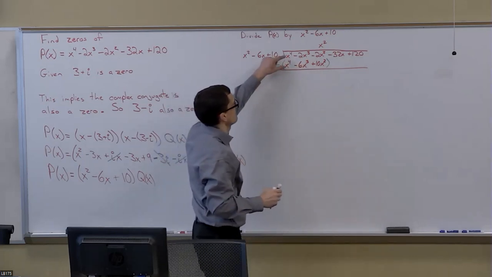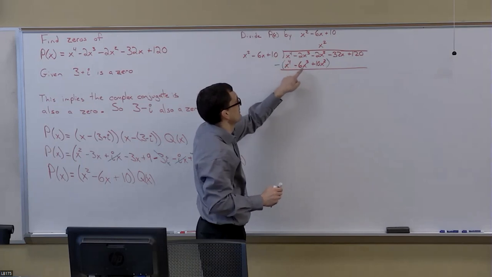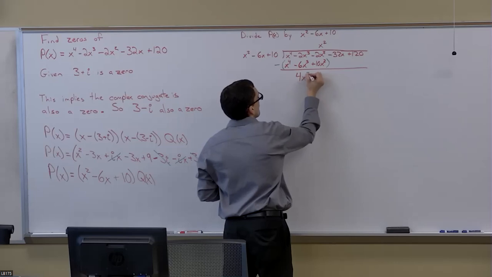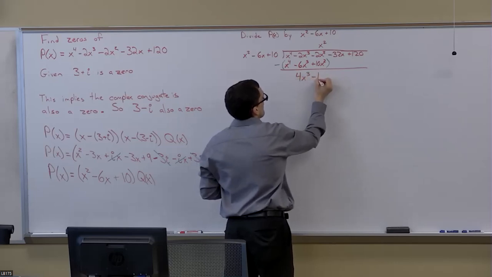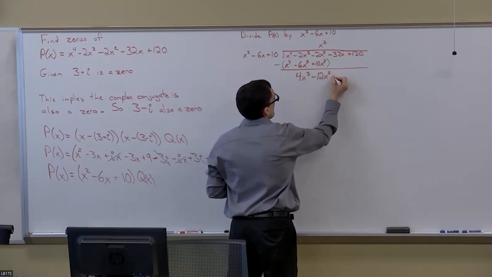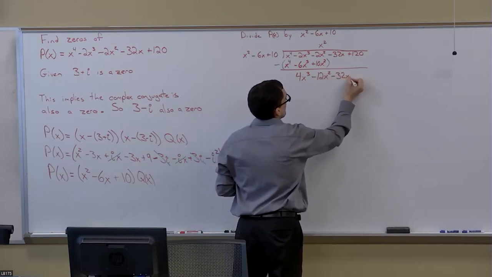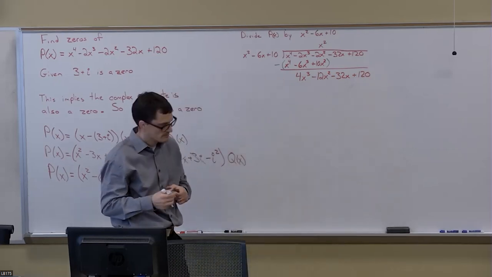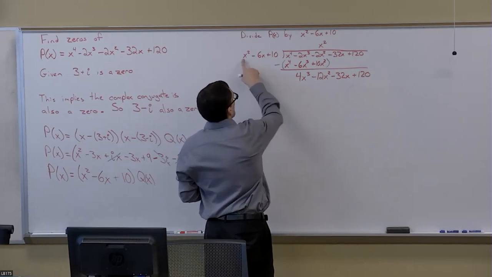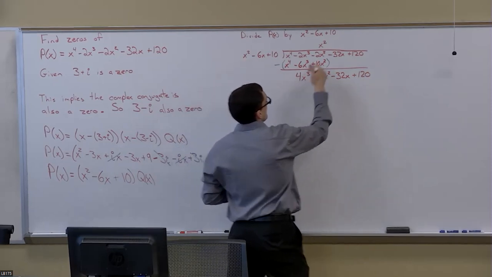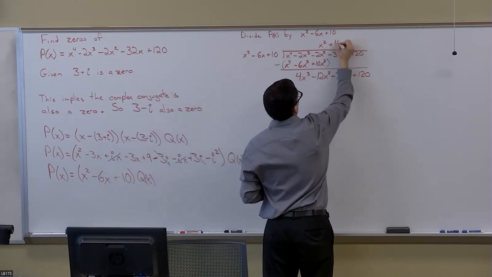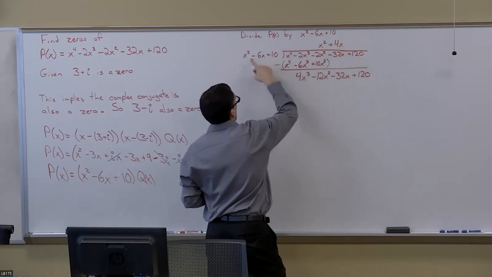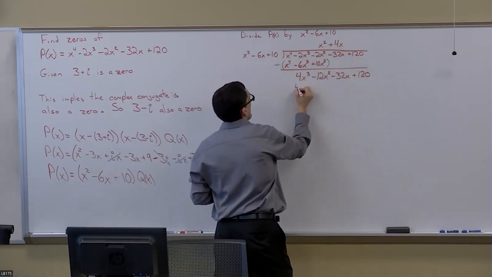The x to the fourths are going to cancel out. Minus 2x, that's minus negative 6. So I get a positive 4x to the third minus 12x squared minus 32x plus 120. To go from x squared to 4x to the third means that I need to multiply by positive 4x. So I take that positive 4x and I multiply it by this whole thing.